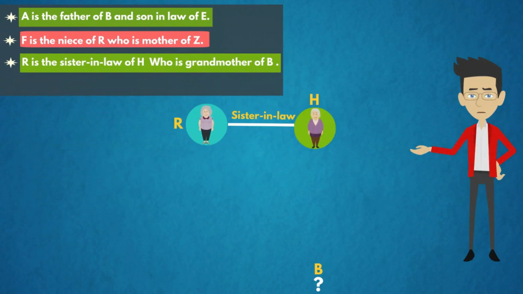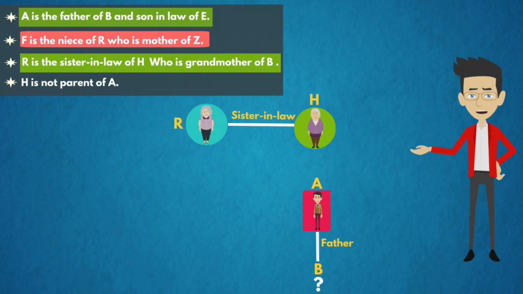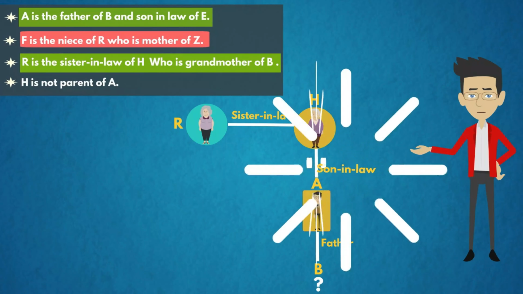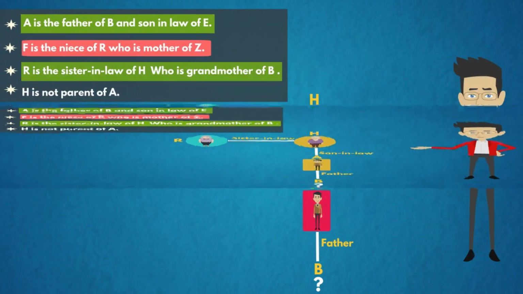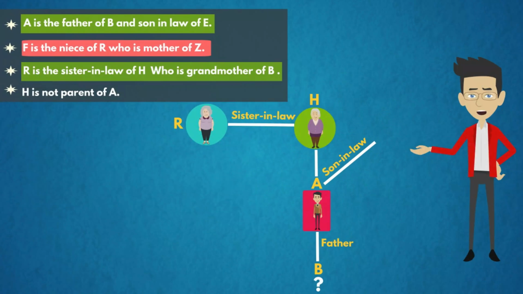And in the question they also given that H is not parent of A. Here from this statement, H is not parent of A, and in another statements they given that A is the father of B and H is grandmother of B. From all these statements we will know the relationship between H and A, that is A is son-in-law of H. So here A is son-in-law of E and H is a female person. So E is a male person and E and H are married couple.